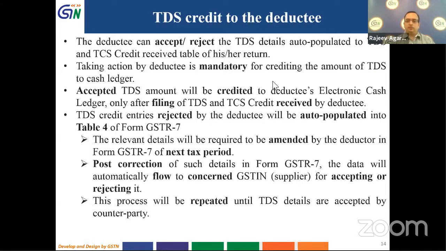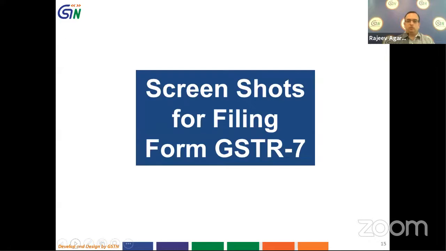So basically the details are auto-populated. If it is accepted by the deductee, then the credit flows to the electronic cash ledger of the deductee. If he rejects it, it goes back to the deductor for making amendments. If he makes the amendment, it goes back to the deductee for acceptance or rejection. As you are aware, this will be made applicable from 1st of October 2018.